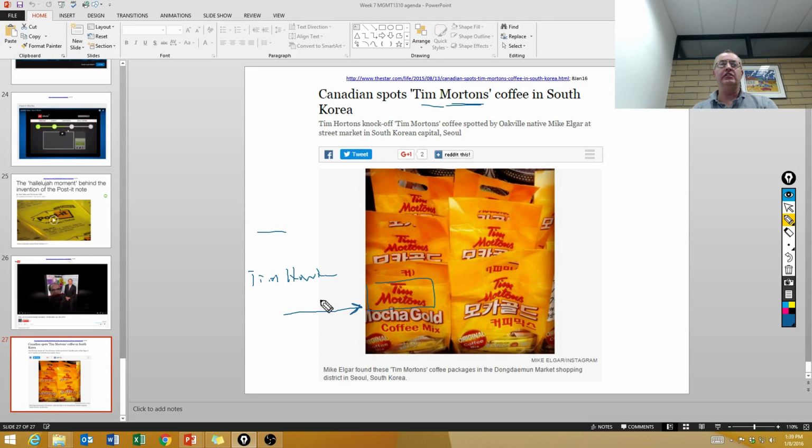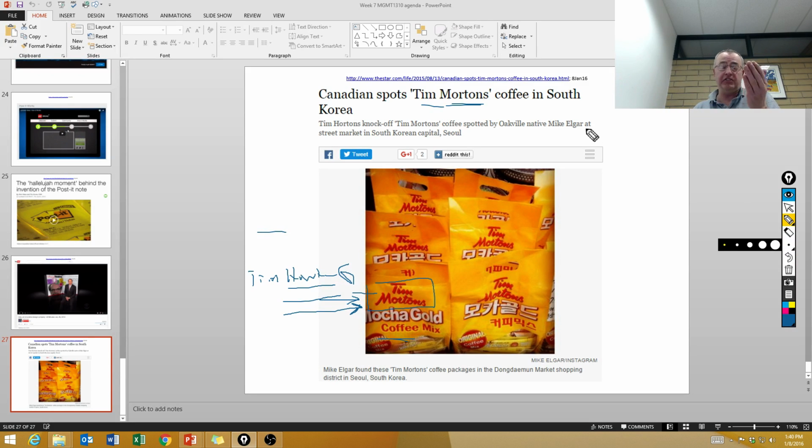However, this actually constitutes trademark infringement, even though they're not using the literal name Tim Hortons. This name is substantially similar to Tim Hortons, and substantially similar can get them into trademark infringement. And I think Tim Hortons was going to pursue that against this coffee company in South Korea.